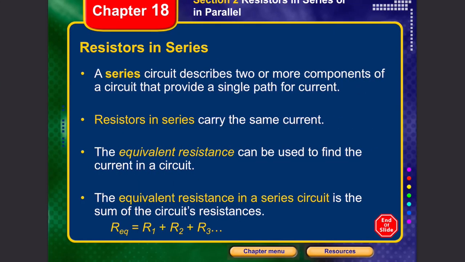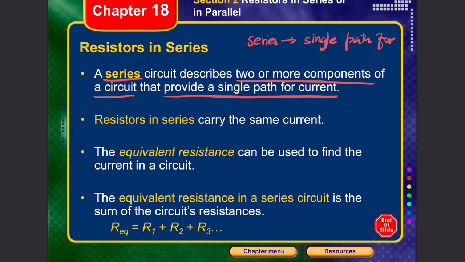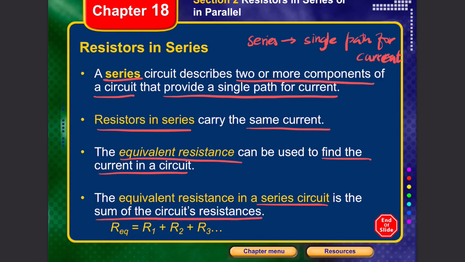Now, let's start with resistors in series. What is a series circuit? A series circuit can be described as two or more components of a circuit that provide a single path for the current. So a series circuit provides a single path for current or charge flow. Now, the main principle to remember for resistors in series is that they carry all the same current. So the current passing through them is the same. But the equivalent resistance can be used to find the current in the circuit. So the equivalent resistance in a series circuit is the sum of individual resistances in the circuit.